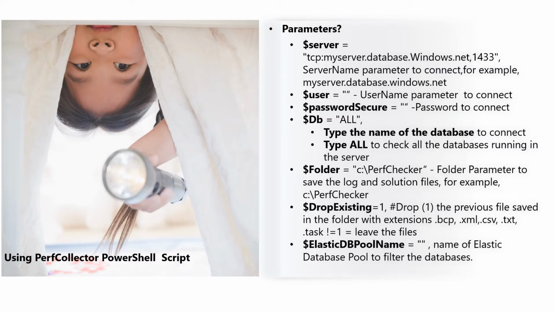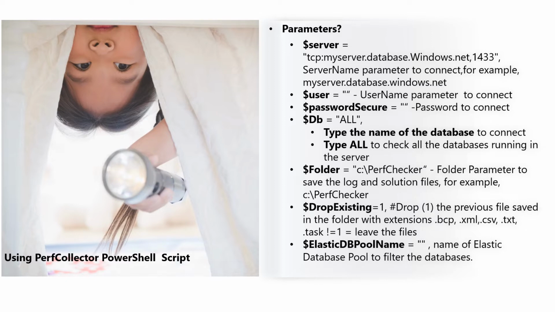What are the parameters that we have to give to this PowerShell script? Basically, we need to specify the server name that we are going to connect to, the user, and the password. For the database, if you type all, this script will review all the databases that you have in this server and run the whole process on each of them, or you can specify a single database.